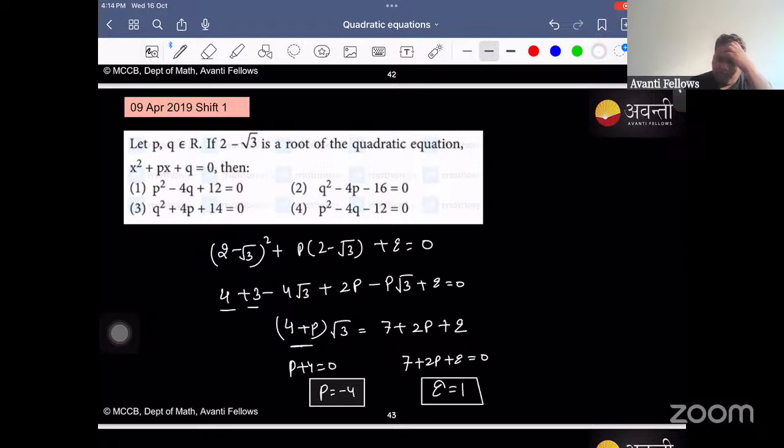So q is 1, p is minus 4, satisfying which option? p minus 4, q 1. So minus q is 1 minus 16. This is satisfying option 4. p minus 4, q 1, that is satisfying only option 4. Got it?